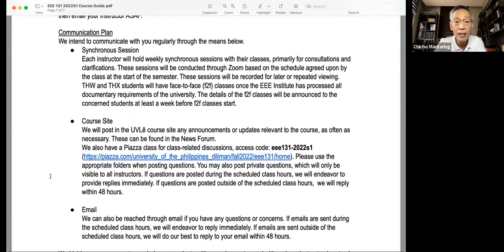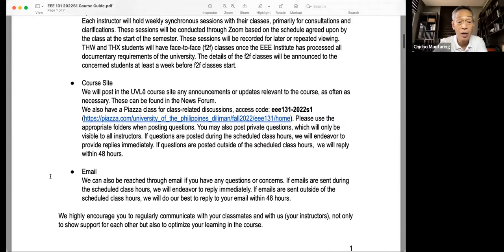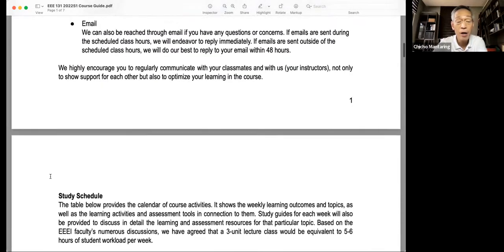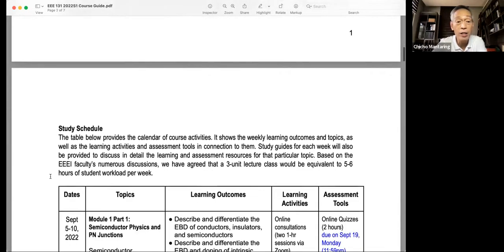The chances of us seeing your questions are higher if these are posted in Piazza, rather than if you send us the questions individually or through email. So the chances are higher. At the same time, your classmates can benefit from the answer to your question. Okay, so I'm just going through the salient points of this course guide.